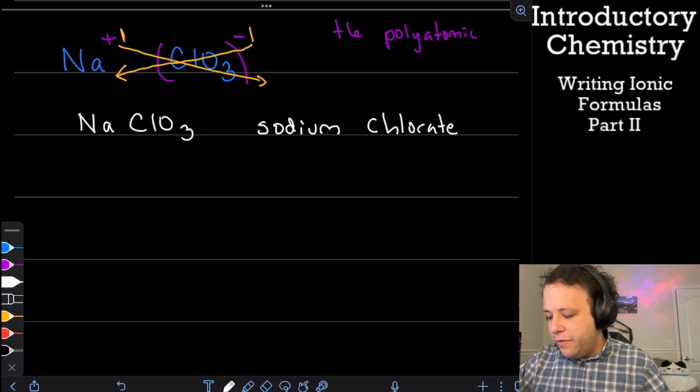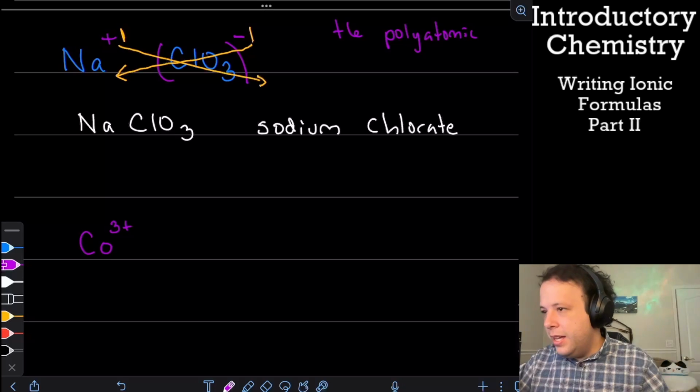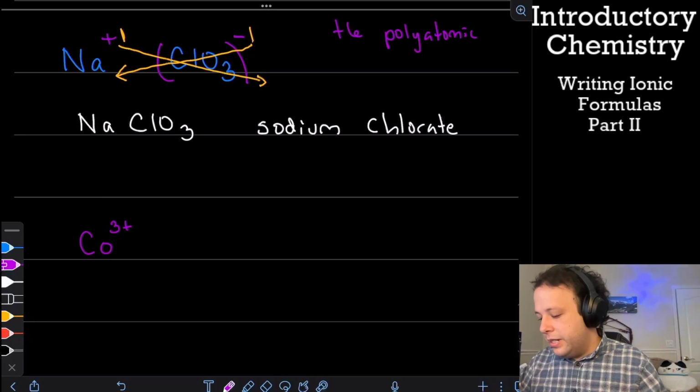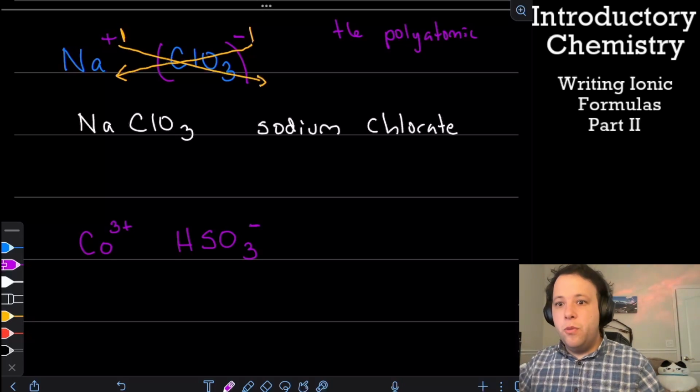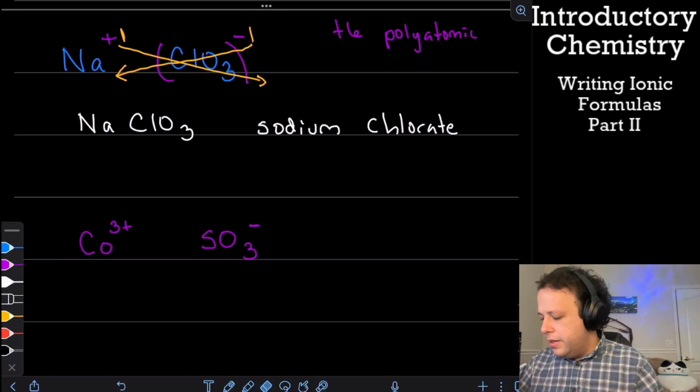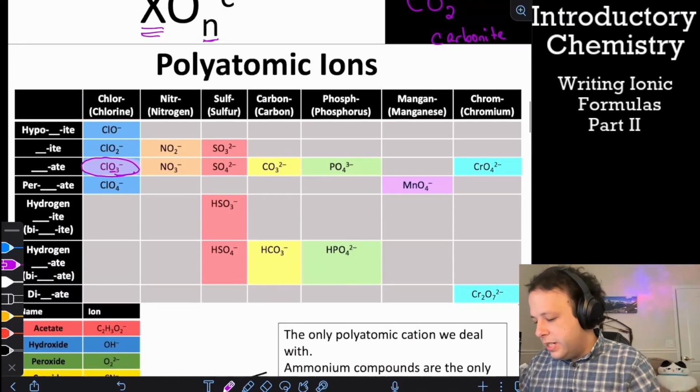Let's do one where the charges are not quite so equal though. Let's say I have a cobalt 3 plus, and we'll bond that with bisulfite. With bisulfite, that's HSO3 with a -1 charge. So how does that work when it comes to the different prefixes? Let's talk about it for a second. Sulfite is a 2 minus charge. We can see that right here: sulfite, SO3 2 minus.